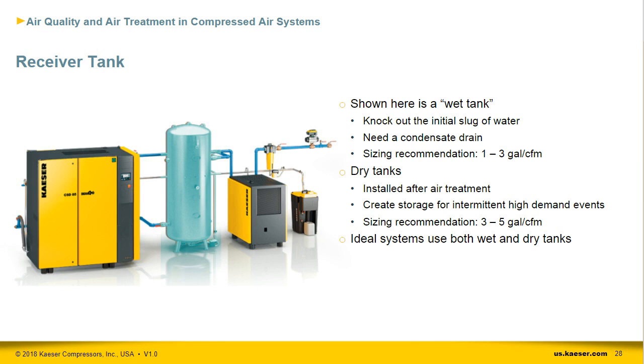In order for there to be storage, the pressure must be higher than the operating pressure requirement at the point of use. These tanks are typically sized at 3 to 5 gallons per CFM. In a perfect world, systems would have both a wet and a dry tank. However, this is not typically possible due to floor space restrictions. If that's the case for you as well, decide which is more of a priority, either moisture control or storage.